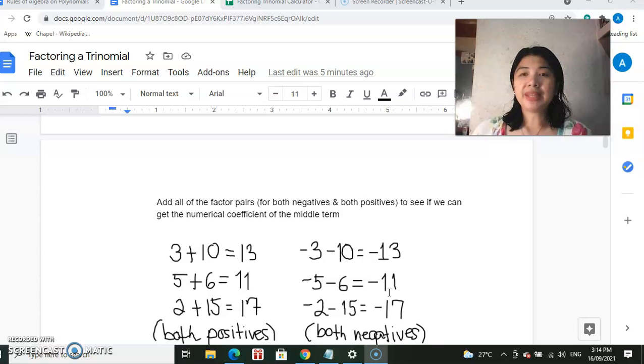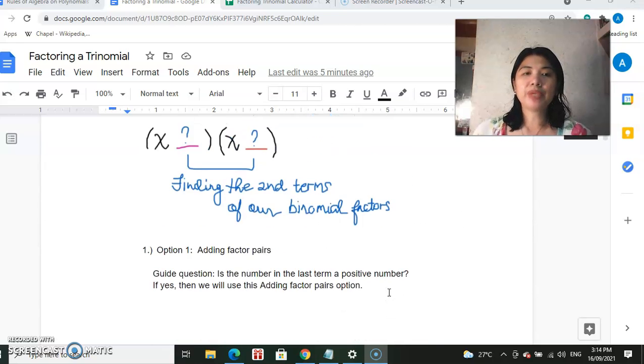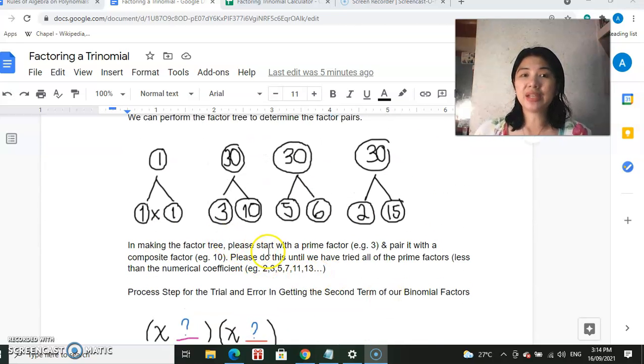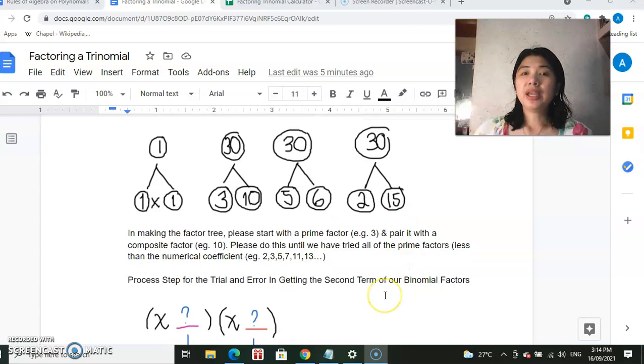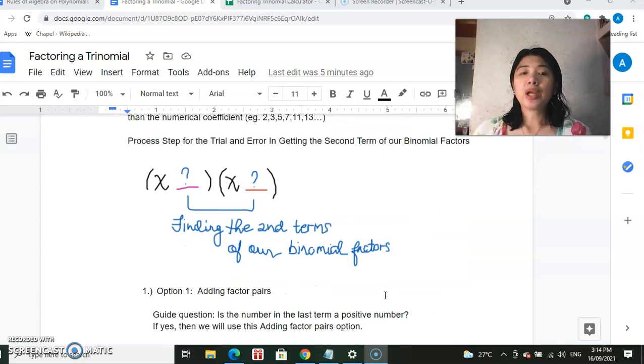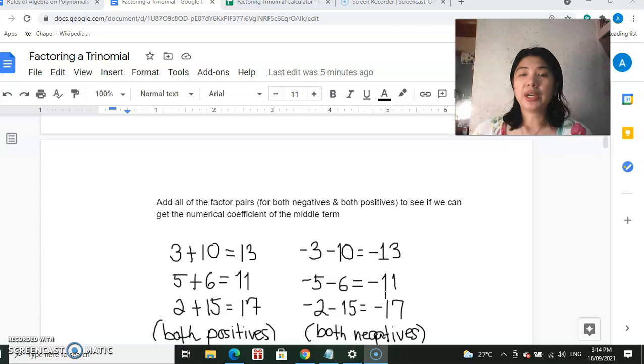So what do I mean by that? For example, we have here 3 and 10. So we will add 3 and 10, and then 5 and 6, 2 and 15, and then we have to consider the signs also. So we can have 3, 10, the factor pair 3, 10. We can add 3, 10, and both of them will be positive. So 3 plus 10 is 13.